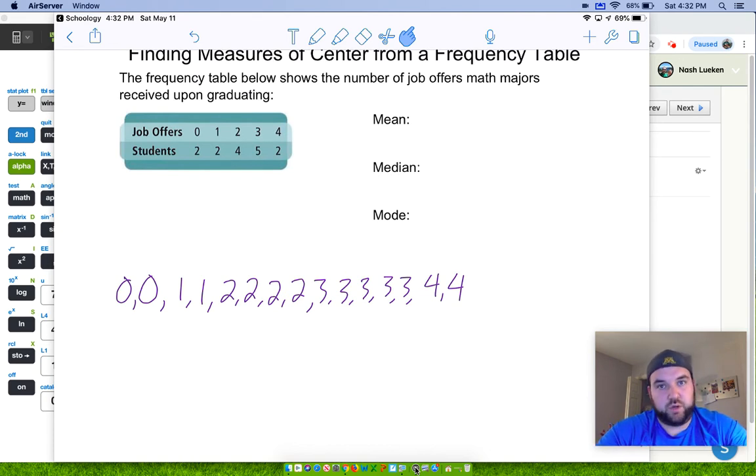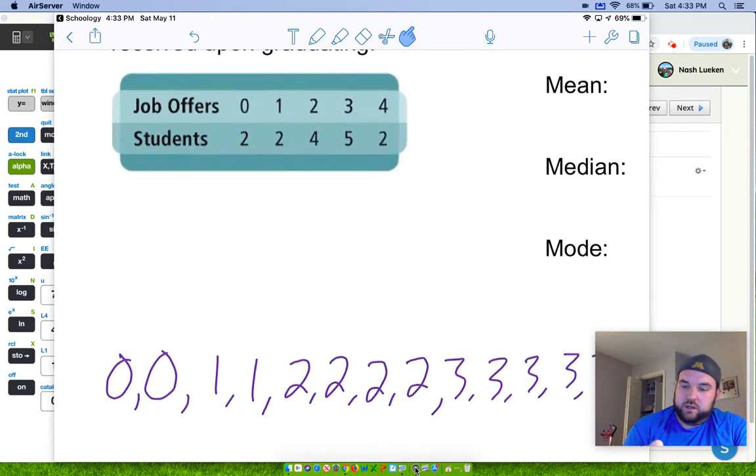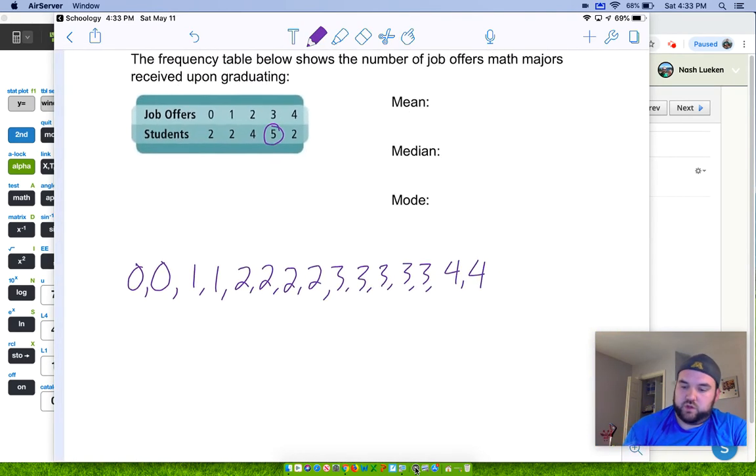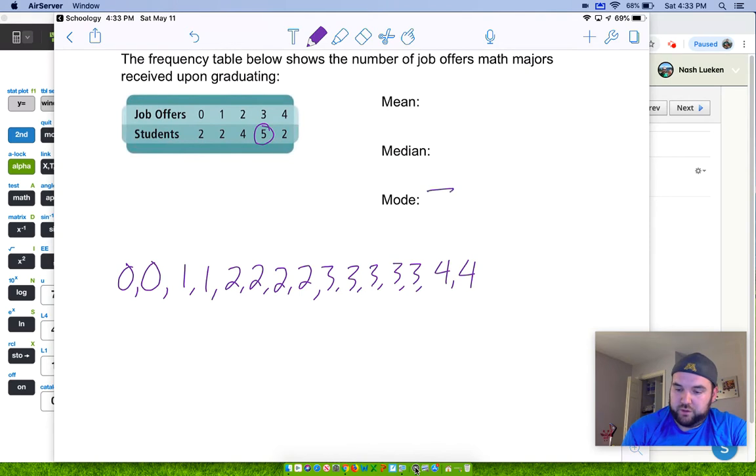Okay, the mode's actually pretty straightforward because the mode is what number shows up the most often. And here I see that there's one number that showed up 5 times. So the mode would be 3, right? It's not how many times that number showed up, but what number showed up the most. And 3 was the most common number of job offers.